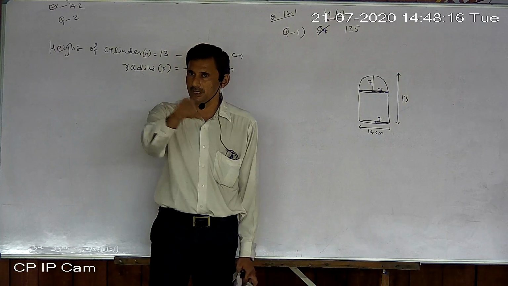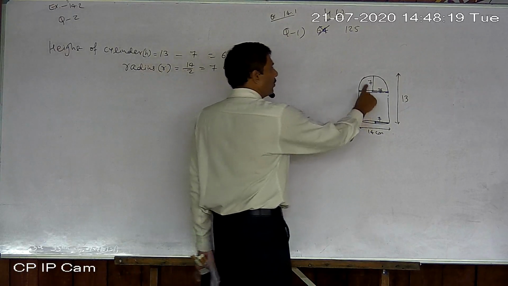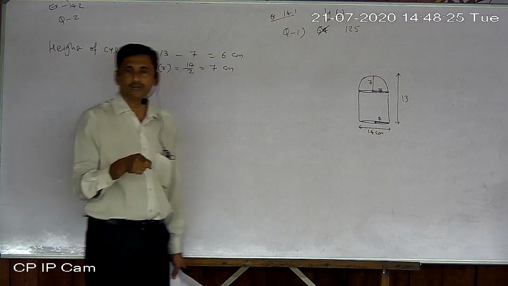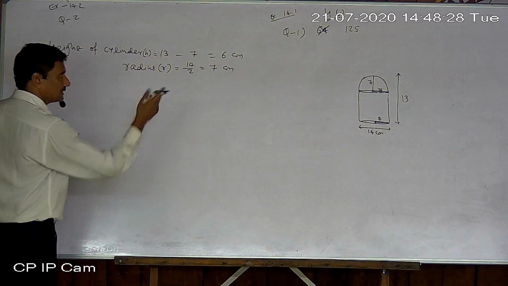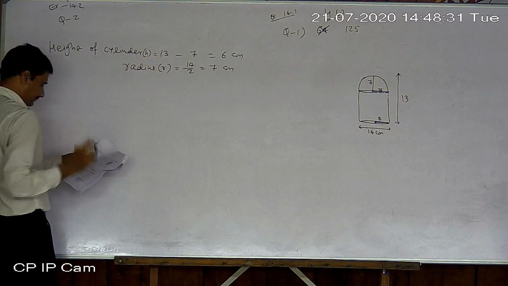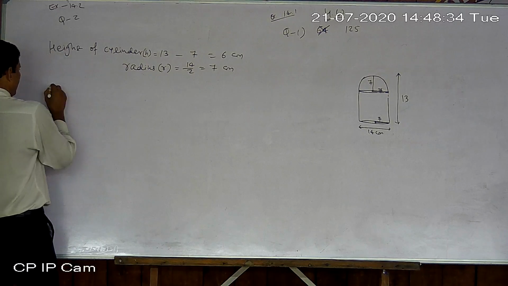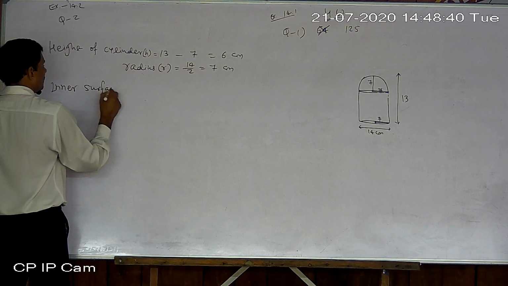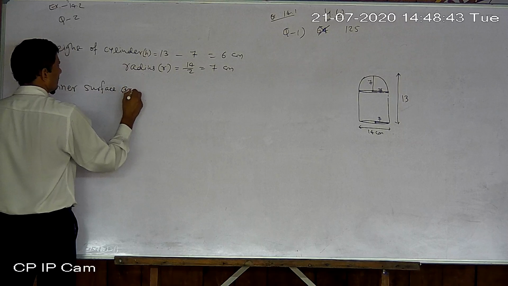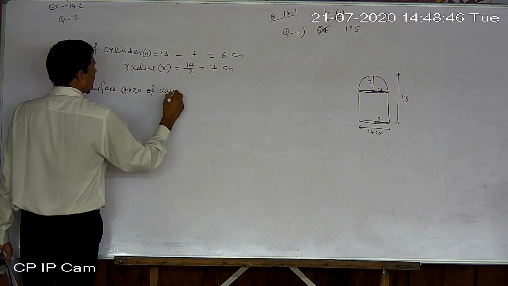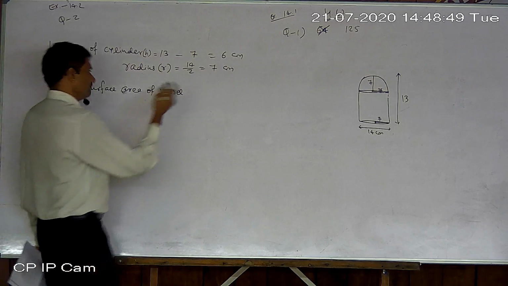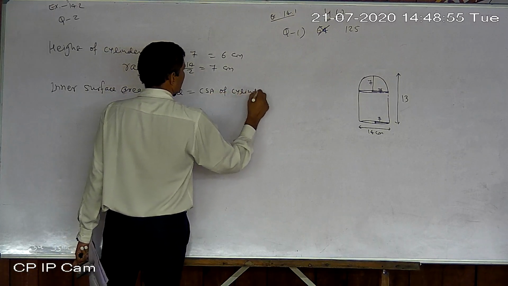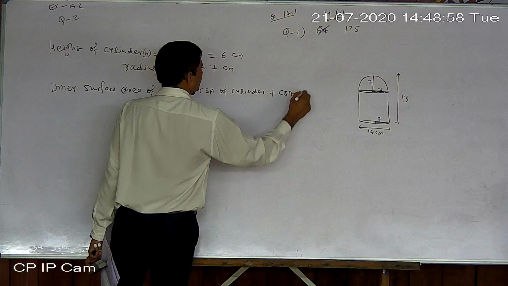For that purpose, read carefully. They have called it a hollow hemisphere and a hollow cylinder. Hollow cylinder means no bottom is there. So just include the CSA of the cylinder plus the CSA of the hemisphere. So write down: inner surface area of vessel. Write their words only. Inner surface area of vessel equal to CSA of cylinder plus CSA of hemisphere.